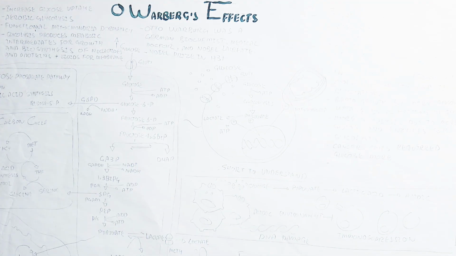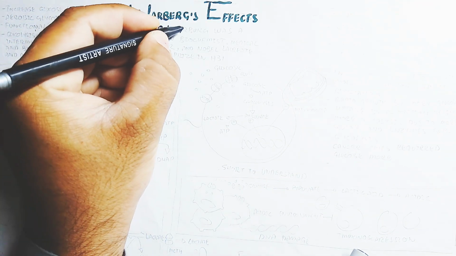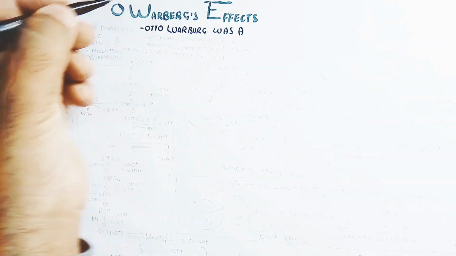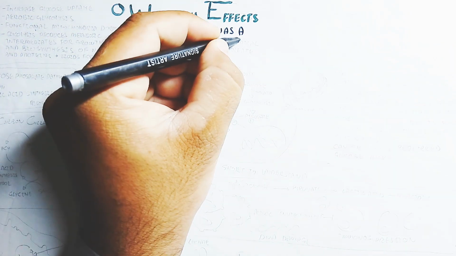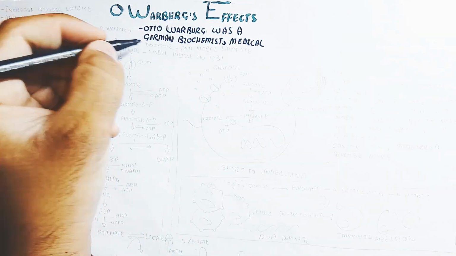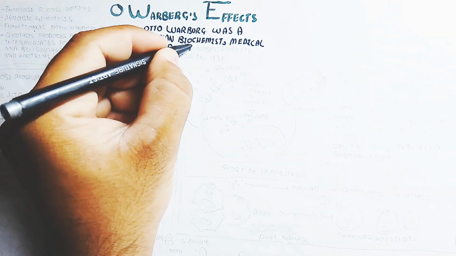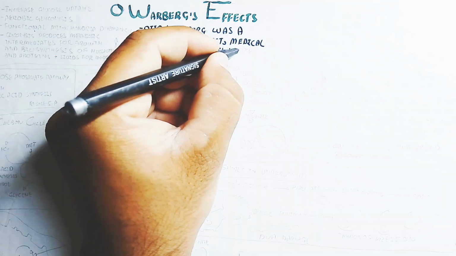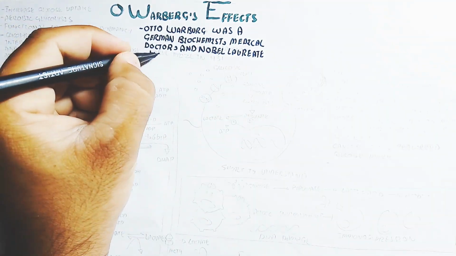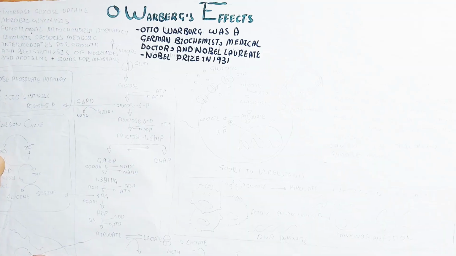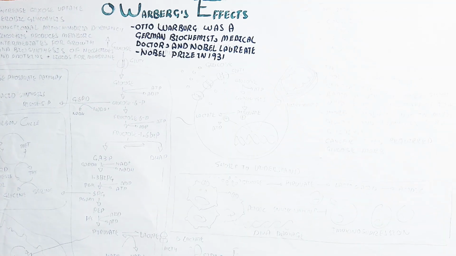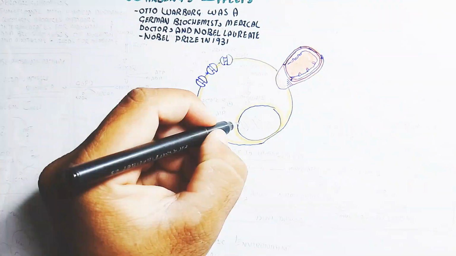Hello, in this video we will understand the Warburg effect. Otto Warburg was a German biochemist, medical doctor, and Nobel laureate, who won the Nobel Prize in 1931. In this video, we will understand how a cancer cell is formed or progresses to metastasis in relation to the Warburg effect.